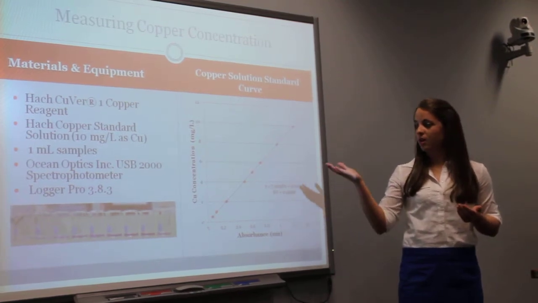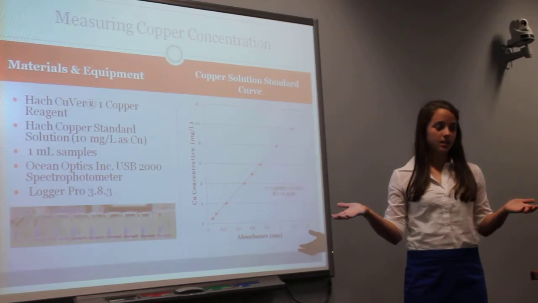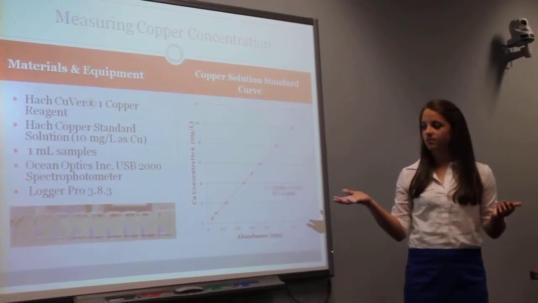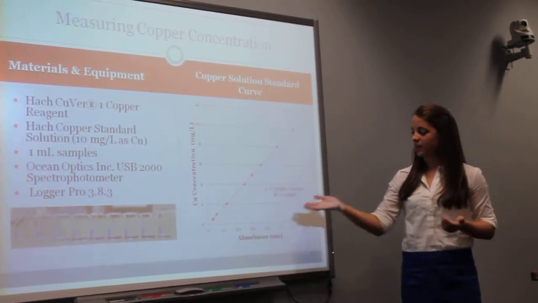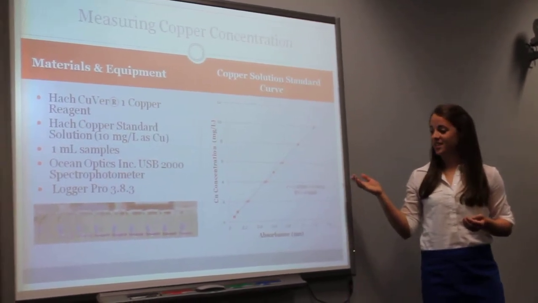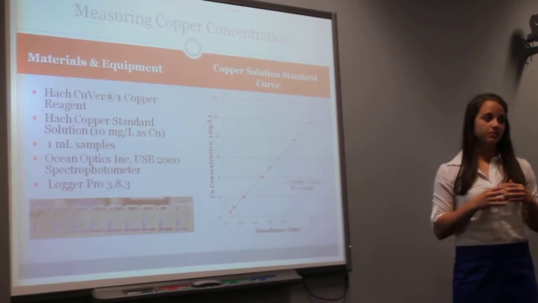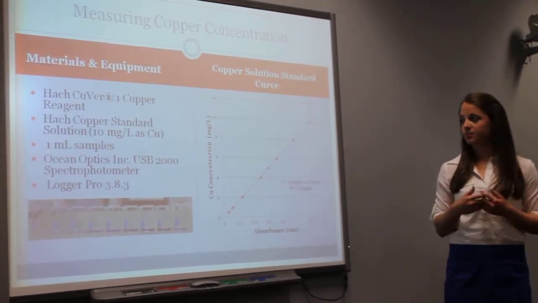A Logger Pro probe was used to record the absorbance readings. It was graphed, and as you can see, it was a very well fit line. So we used this equation to determine the copper concentration for the rest of the experiments.